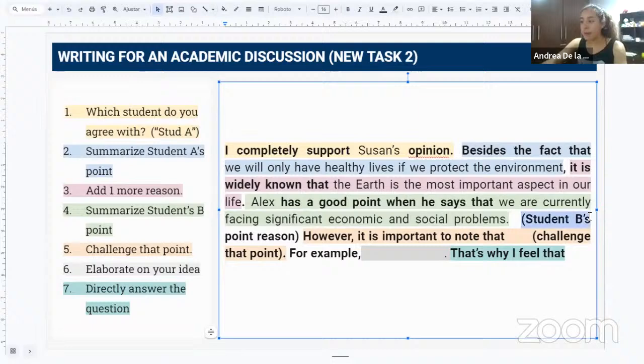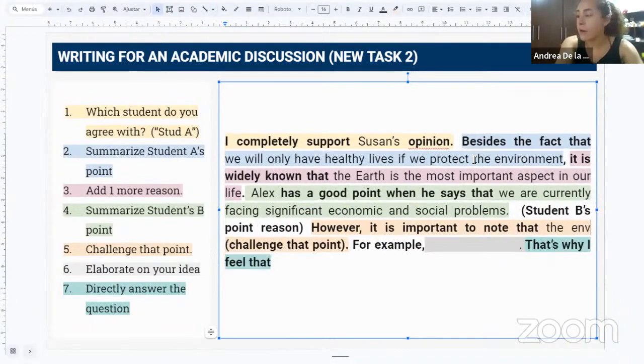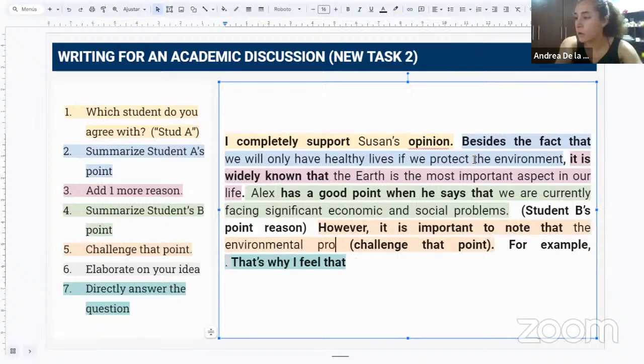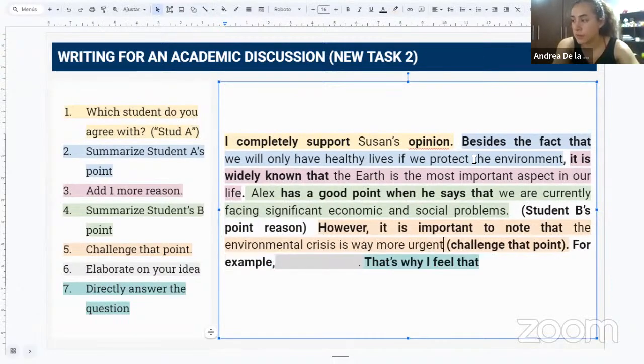Y van a decir, sin embargo, a pesar de que eso es cierto, es importante aclarar que, y ahora van a responder directamente a ese punto. Entonces, por ejemplo, podemos decir, es importante aclarar que the environmental problem, the environmental crisis is way more urgent, ¿no? Entonces estoy diciendo, es verdad que estamos enfrentando problemas económicos y sociales, pero el problema o la crisis ambiental es mucho más urgente. Y así respondo de manera directa a este punto.